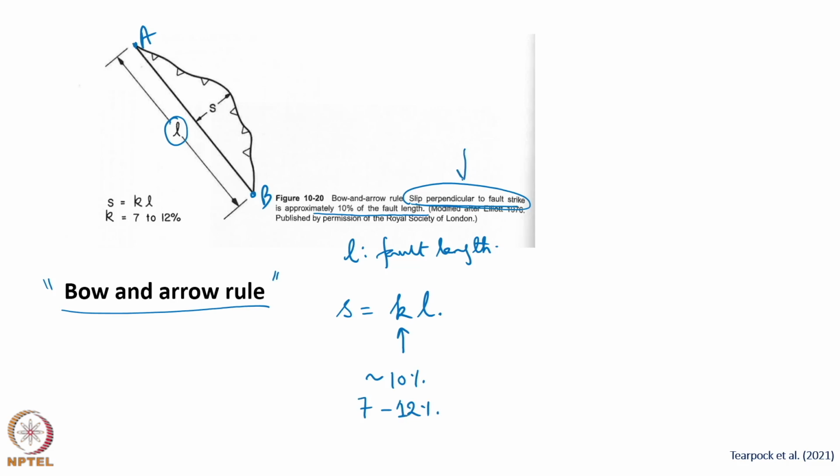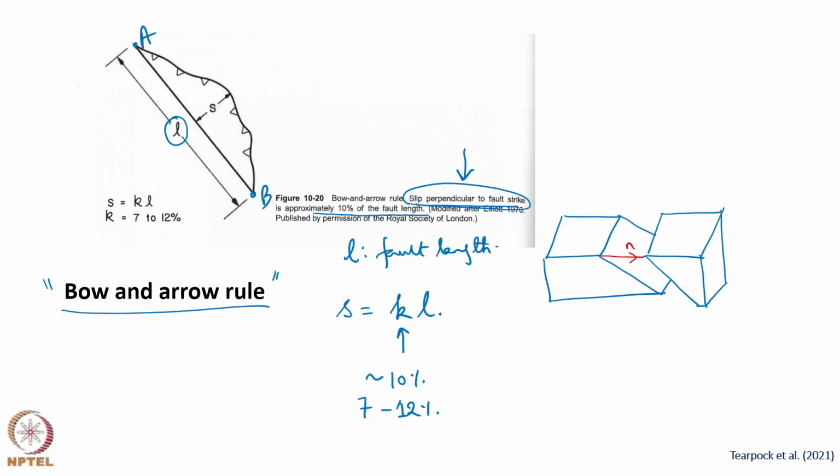Note that we are not talking about net slip, rather slip that is perpendicular to the fault strike. Consider this case, the block diagram. Here this is the net slip. We can resolve net slip into two components, the strike slip and the dip slip. The dip slip component I can draw here. This dip slip can be resolved into two components, the throw and the heave.